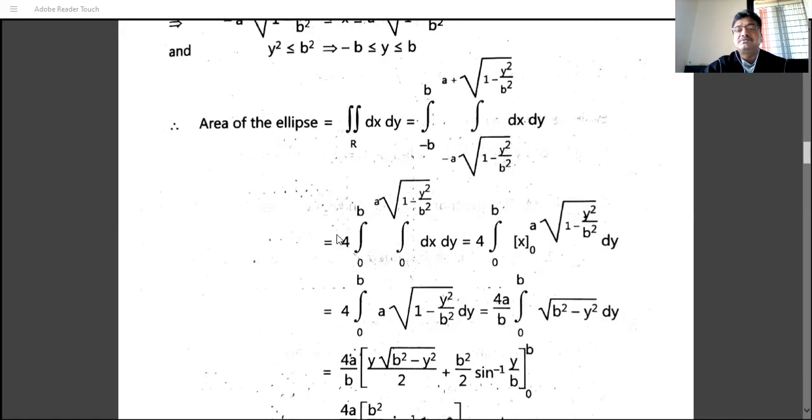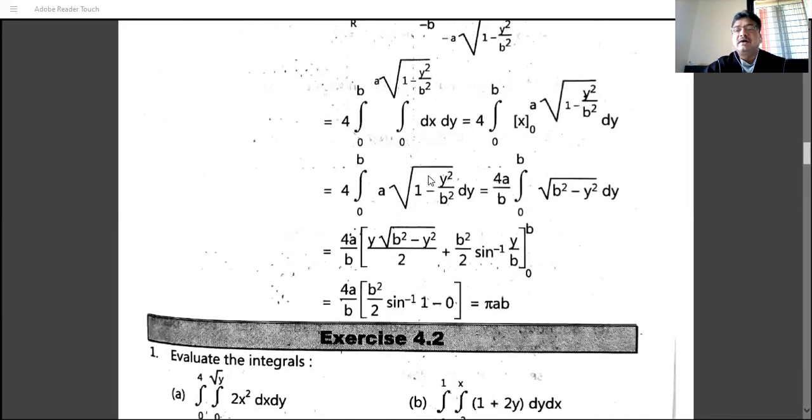So 2 and 2 becomes 4, and so 0 to b and 0 to a root 1 minus y square by b square, and then integration of 1 dx is x from 0 to a root 1 minus y square by b square dy, and so the value at the upper limit minus the value at the lower limit is 0. So we have 4a, take here the LCM b square. So we have b square minus y square by b square, and the root of b square is b, take this b out of this limit, and then 4a divided by b integration root b square minus y square.